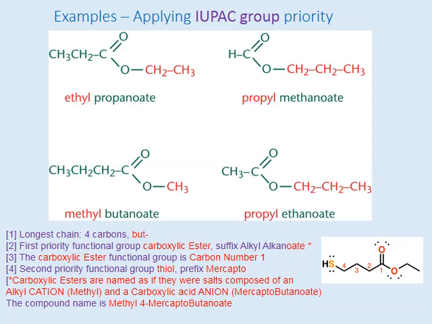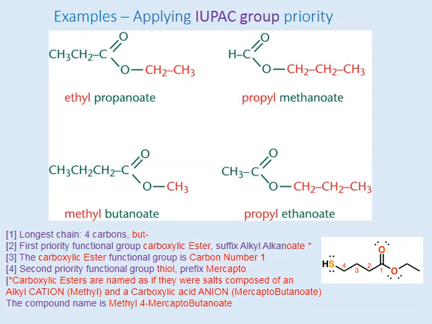Now that we know how to name carboxylic esters, let's take a look at the next compound, which is a carboxylic ester with a thiol functional group. Carboxylic esters have higher priority than thiols. The carboxylic ester is designated as the principal functional group, and the carbonyl carbon is designated carbon number 1. If the compound had no substituents, the name would be methylbutanoate.